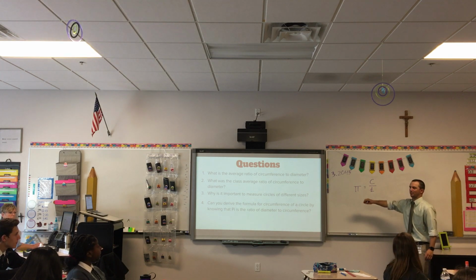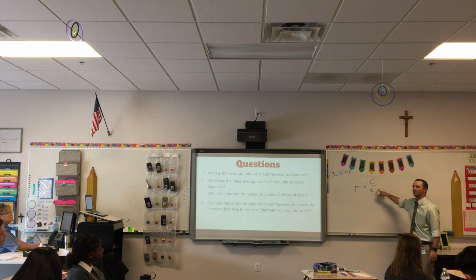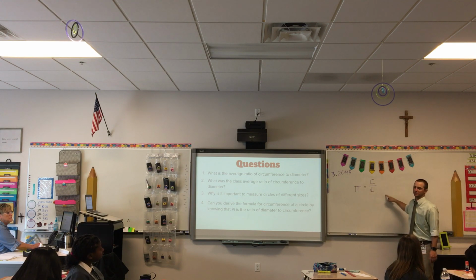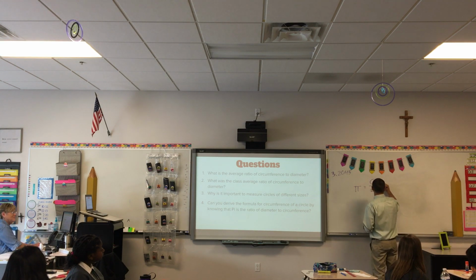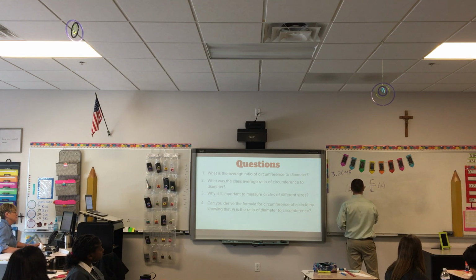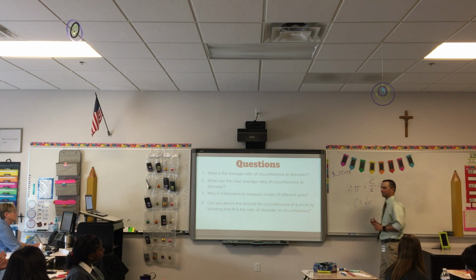So, if we know that pi is the ratio of the circumference to the diameter, can we algebraically figure out what the circumference would be? Yes, we can. How do you do that? We can multiply by the diameter. Good. Multiply both sides by the diameter. And then we would get the circumference is equal to the diameter times pi. Very good.